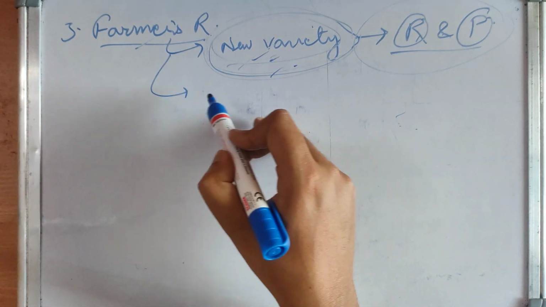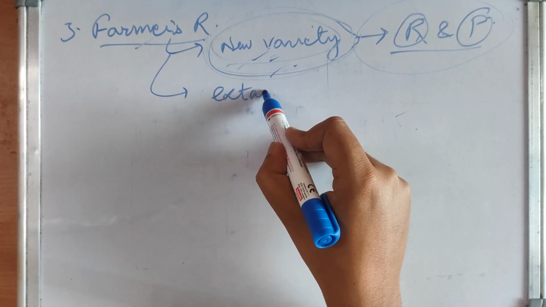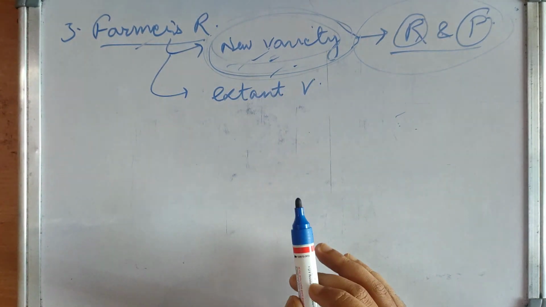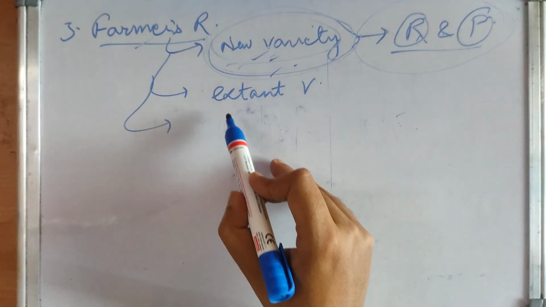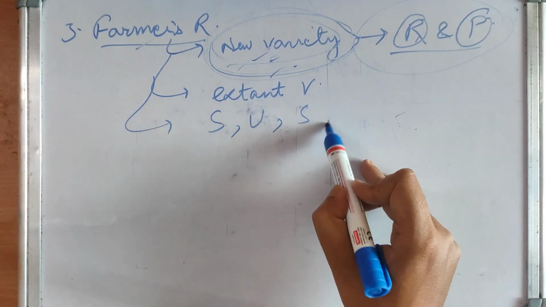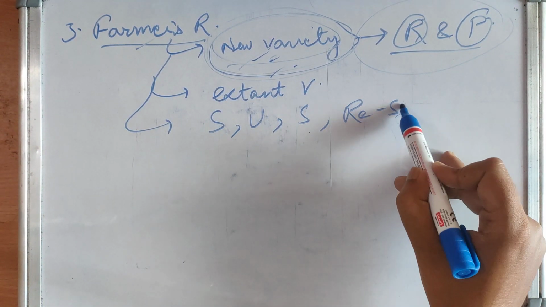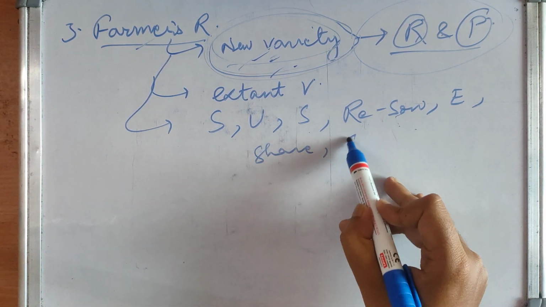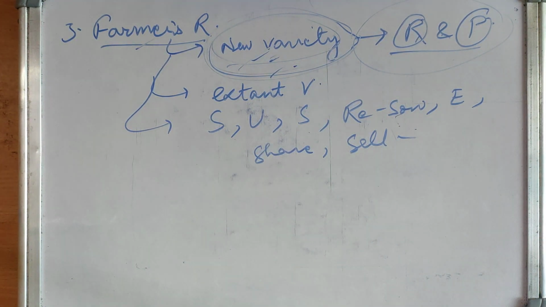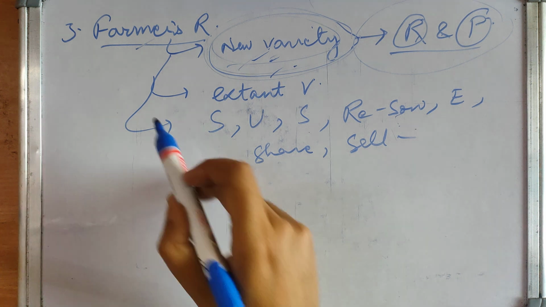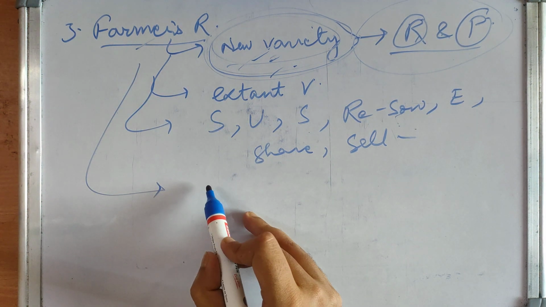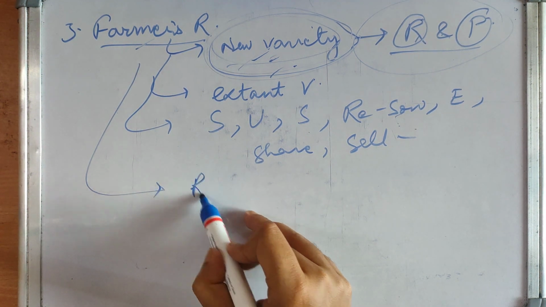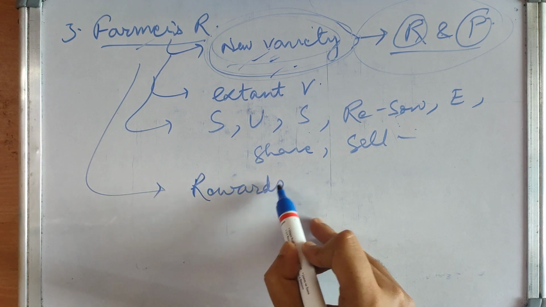And this variety can also be registered as an extant variety. That is, he can save, use, sow, resow, exchange, share, or sell this seed or farm produce from this variety. And farmers are also eligible for recognition and rewards for conservation of varieties.